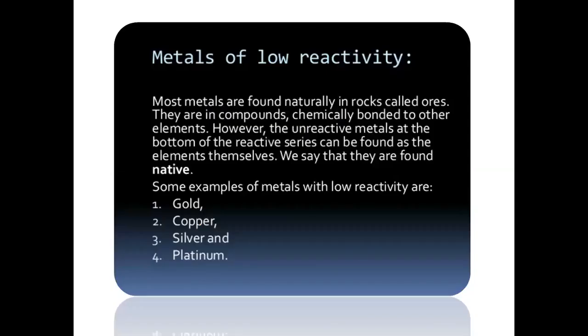Most metals are found naturally in rocks called ores, and they are in compounds, chemically bonded. It means some of them are in combined form and some are in their native forms. Examples of metals having low reactivity and present in the native form as well as the combined form are gold, copper, silver, platinum, and mercury, right?